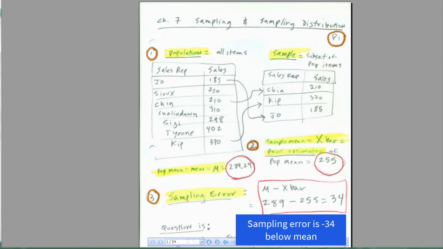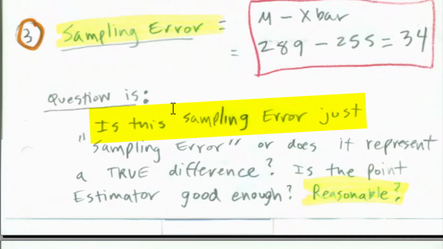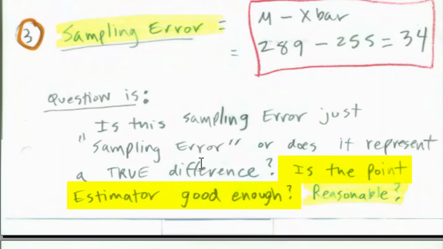Now the question is, what are we going to do with that sampling error? Is it just sampling error? We just took a sample, so we're not going to have exactly the same values. Or does it represent a true difference? So is the point estimator good enough? And really what we're going to ask is, is it reasonable?